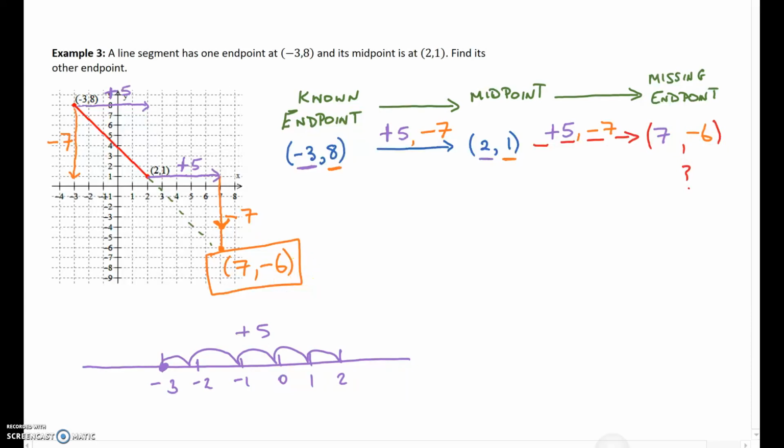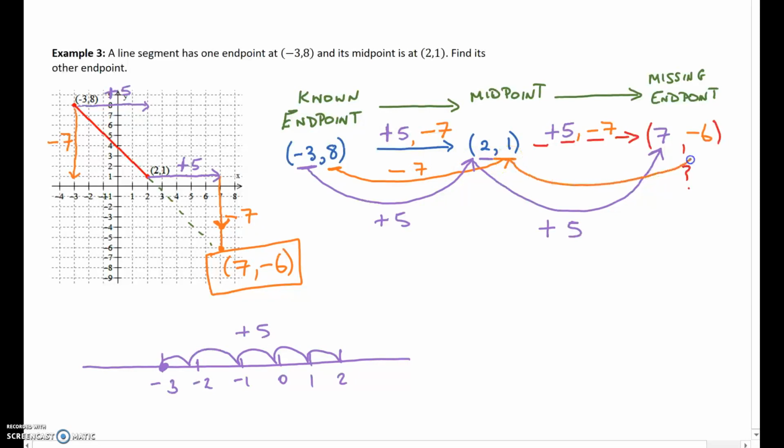Hopefully you won't have to draw the graph every time. You can just look at what you did. In other words, for your x's, from negative 3 to 2, what did you do to go from negative 3 to 2? You added 5. Well, that means you have to do the same thing again. And for the y's, what did you have to do to go from 8 to 1? You had to subtract 7. So for the y's, do the same thing again, negative 7. So hopefully that makes sense to you. Okay, good luck.